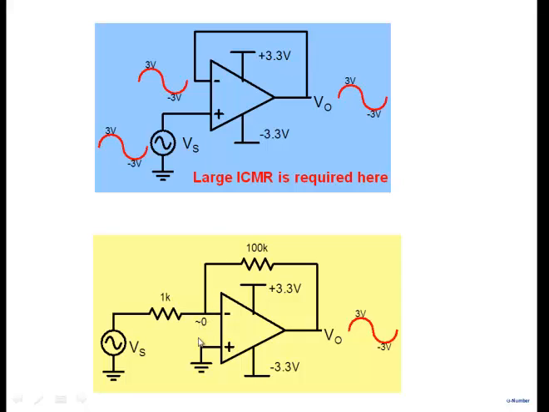Right? So for such a circuit, common mode range is not important, but for a circuit like this, input common mode range is highly important here. Okay, so we have to worry about what the common mode range is here.